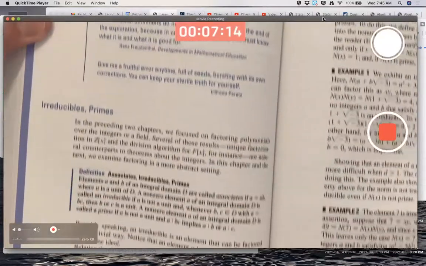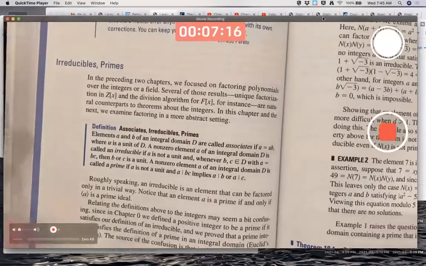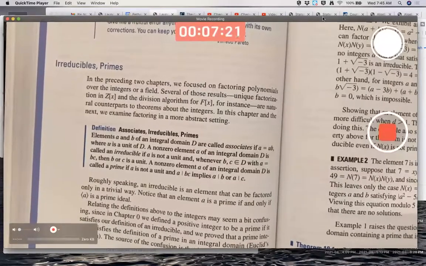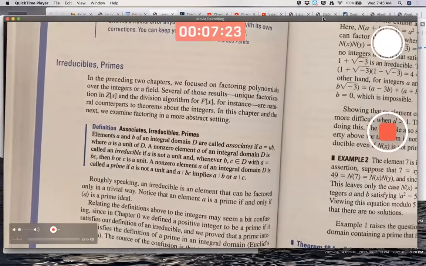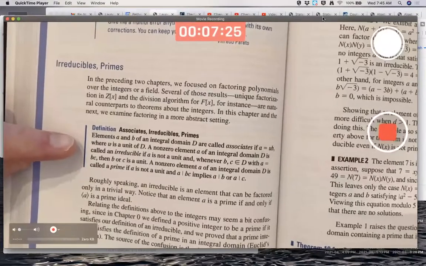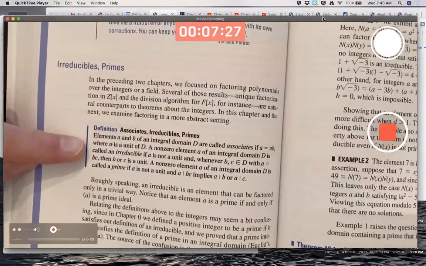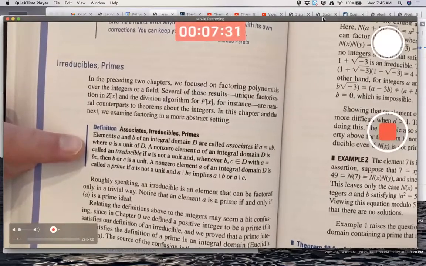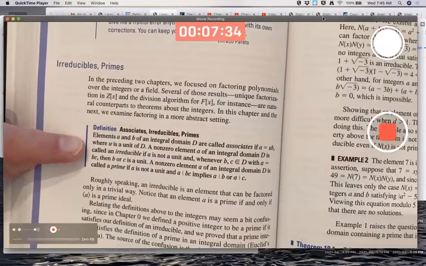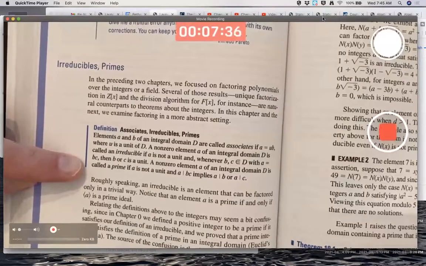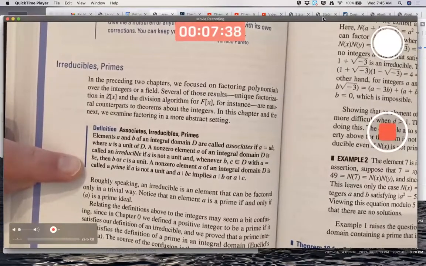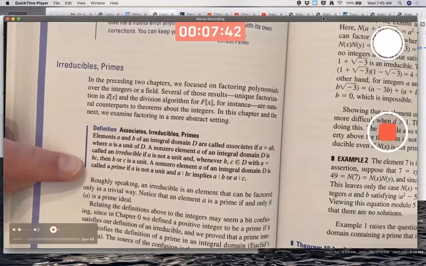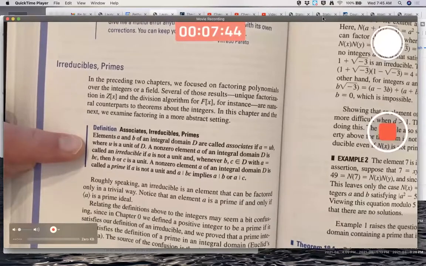But first we need a definition. Definition of what it means for an element to be irreducible and a definition of what it means for an element to be prime. Essentially, the definition of irreducibility generalizes the ordinary definition of what it means to be a prime number. And the definition of what it means to be a prime element in an integral domain generalizes Euclid's lemma.